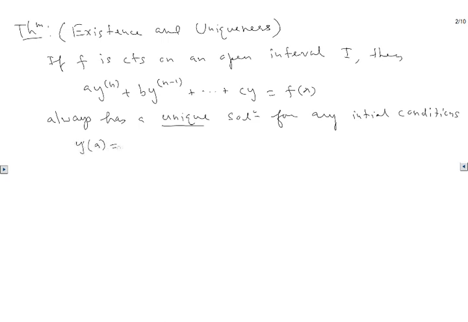y(a) equals b0, y'(a) equals b1, like that, and then the (n-1)th derivative at a equals b(n-1), where we assume that a belongs to the same interval I we discussed above. So this is a very powerful result. What it says is that if f is a continuous function on an open interval, the interval has to be an open interval, then the constant coefficient differential equation, the non-homogeneous one, always has a unique solution for any initial condition of this form. Those b0 through b(n-1) are constants, so we write it like that.